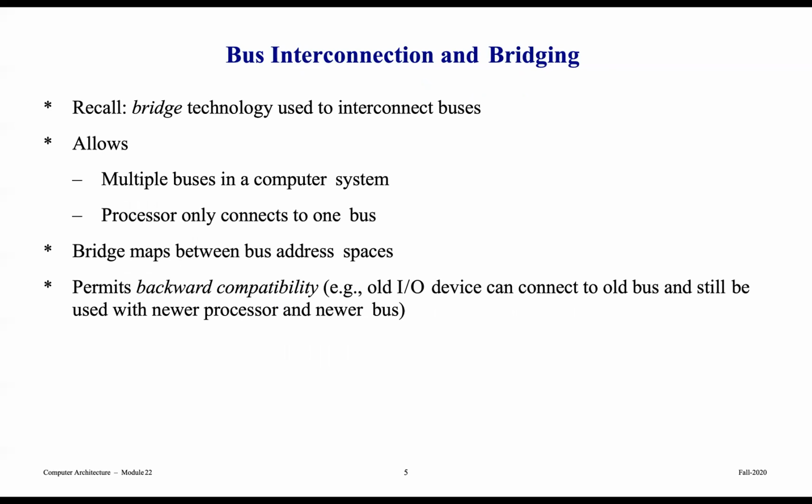For the bus interconnections and bridging, recall that the bridge technology is used to interconnect buses. So we can allow multiple buses in a computer system, and the processor only connects to one bus, but there may be things that need to go beyond that. The bridge maps between the bus address spaces. So this is one of the ways that you can allow for backward compatibility.